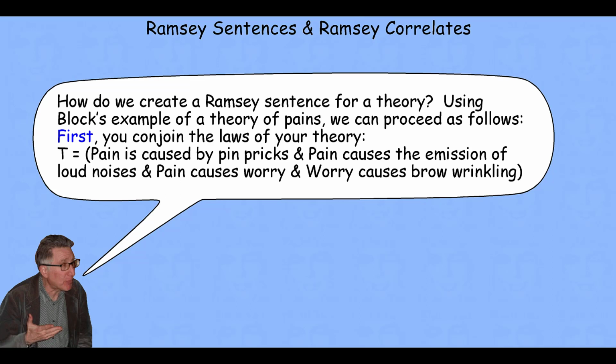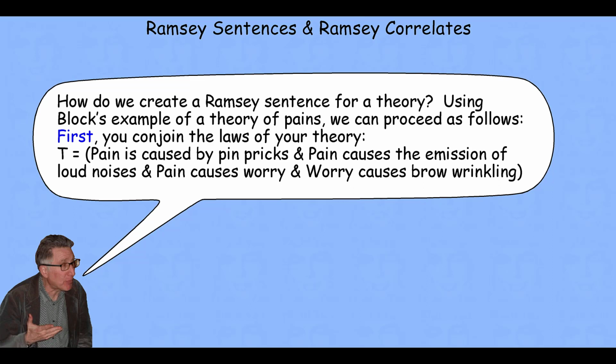First, we can join all the laws of our theory. Now, this glosses over some details in Ramsey, but that's okay. There's not that much that's important there. So that theory of pain that Bloch gave us is: pain is caused by pinpricks. So we can join that with pain causes the emission of loud noises, and pain causes worries, and worries cause brow wrinkling.